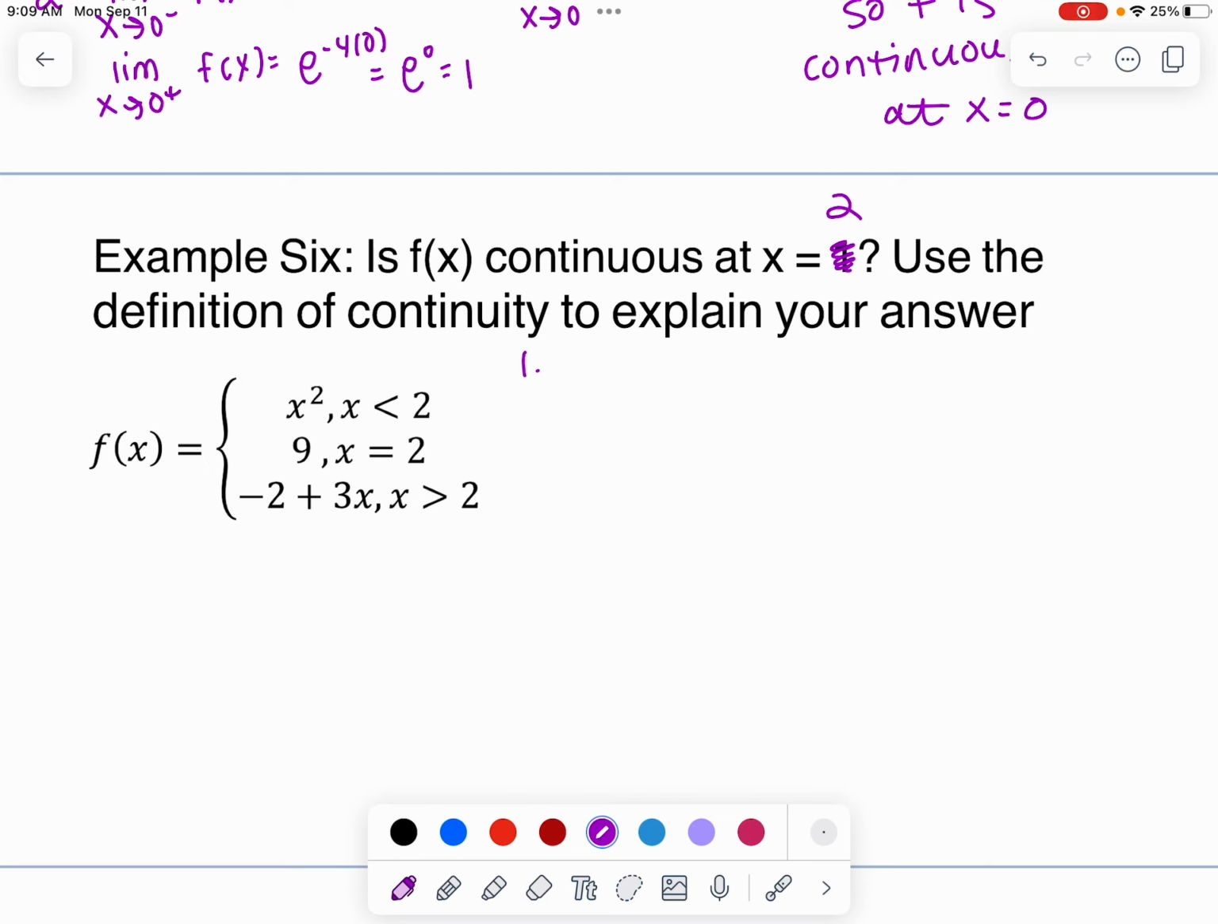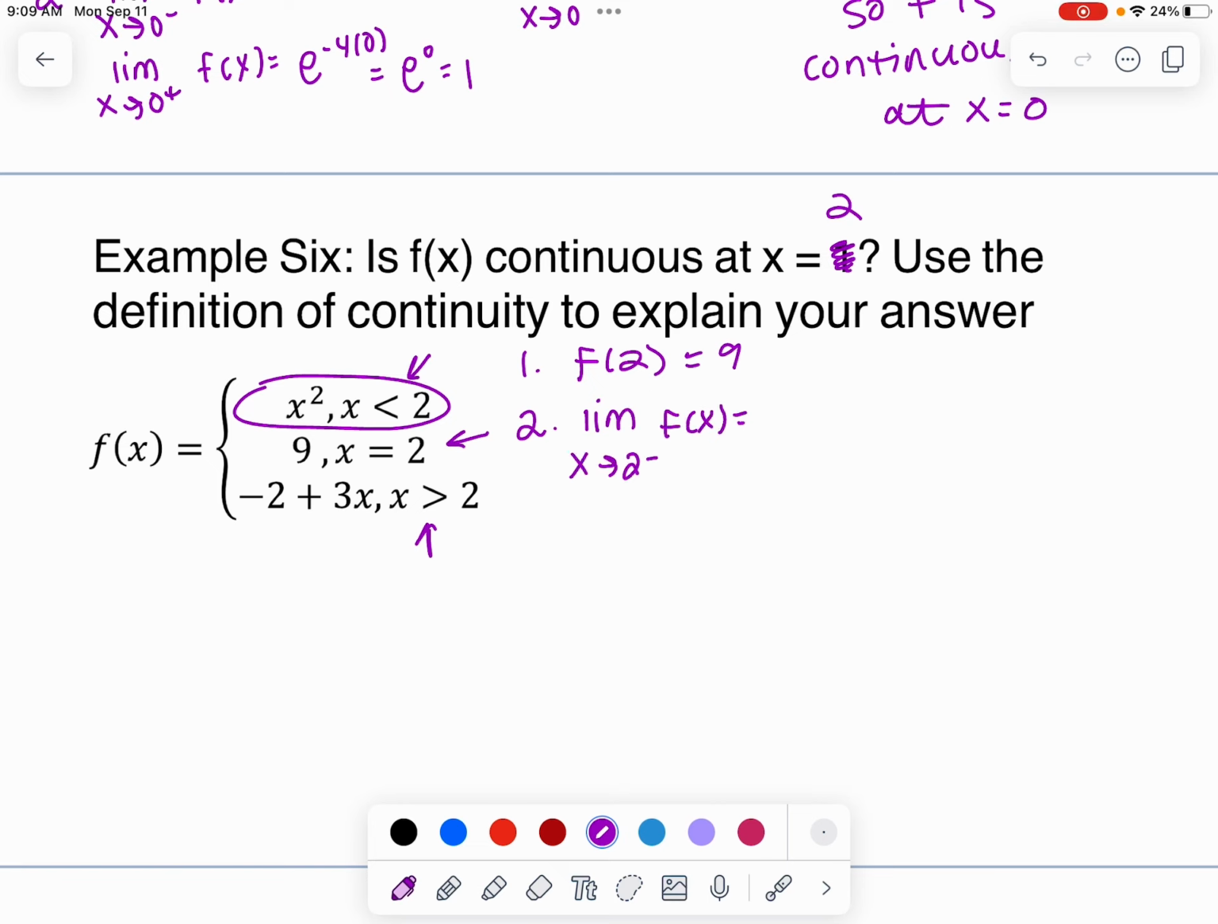So we'll start by finding f of 2. So this is the piece that tells me what f of 2 is. F of 2 is 9. Now we'll work on our limits. So this will be the left-hand limit, because this part is where the x values are less than 2.